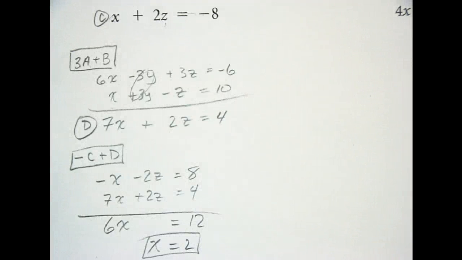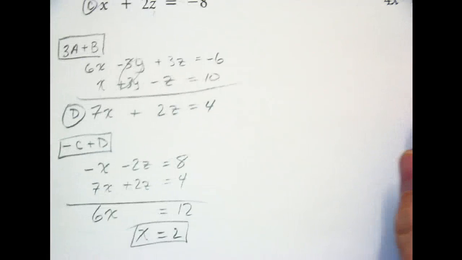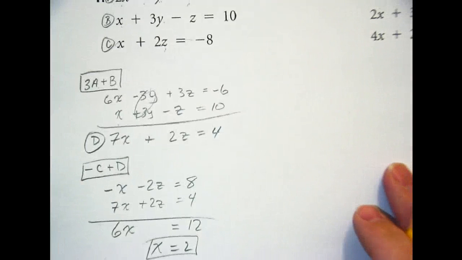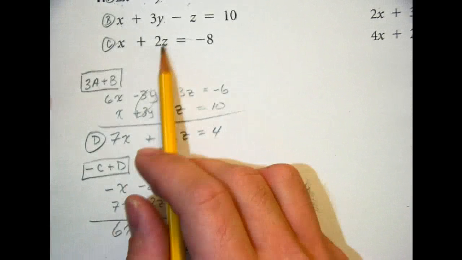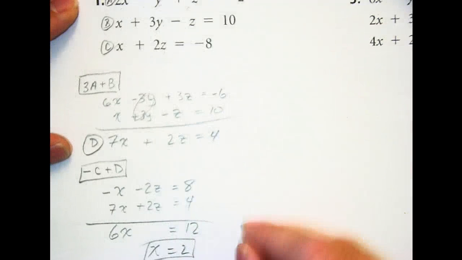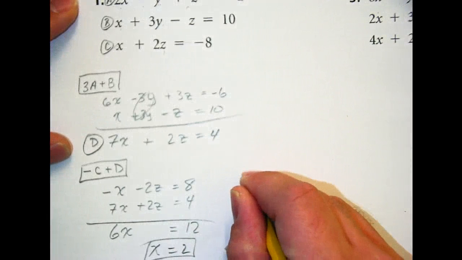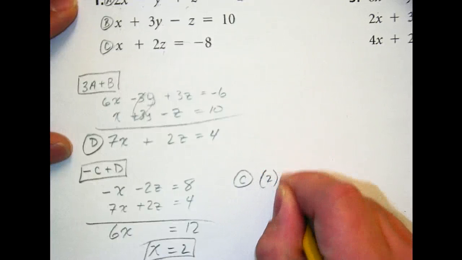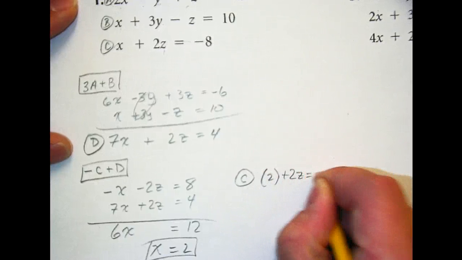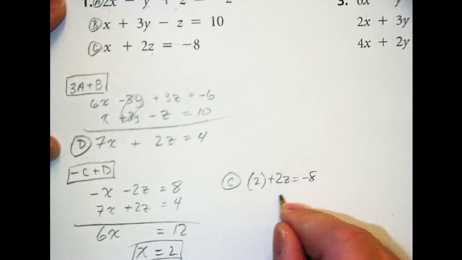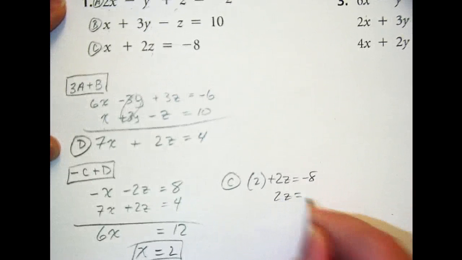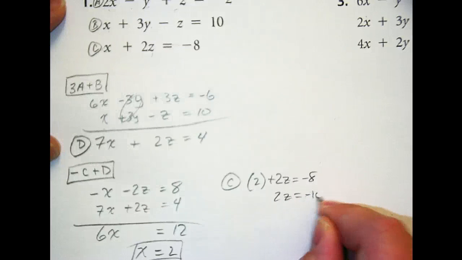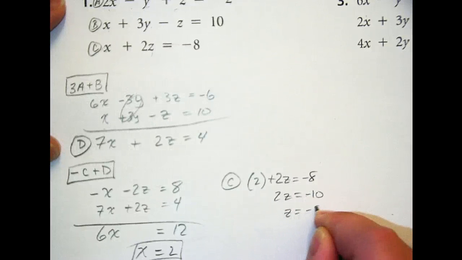Well, now that we know X, tell your neighbor how you can find Z. Hey, time's up. How can we find Z? Yes? Good, we can plug it into equation C and then find Z. So equation C is 2 plus 2Z equals negative 8. So 2Z equals negative 10. So Z is negative 5.